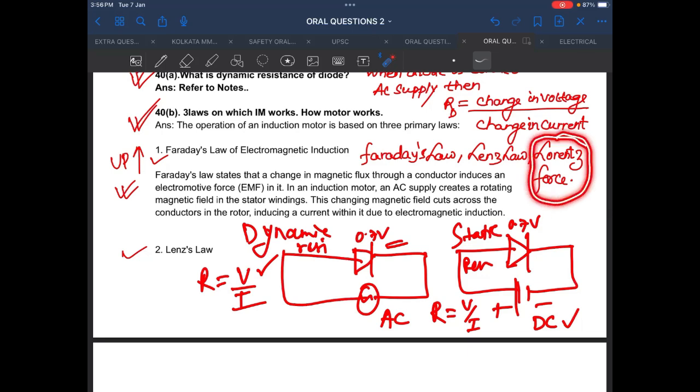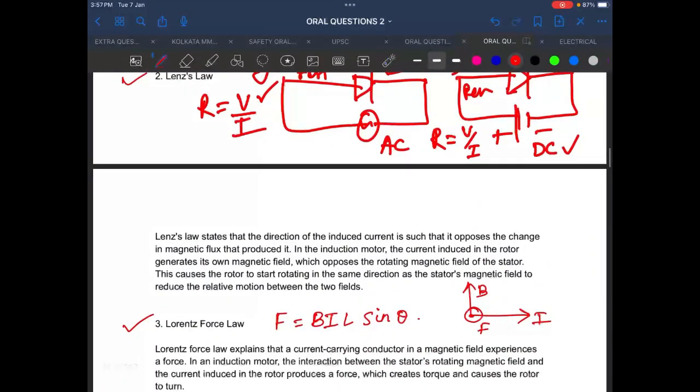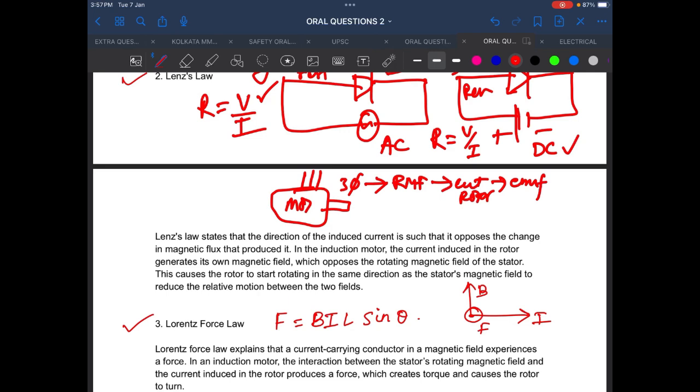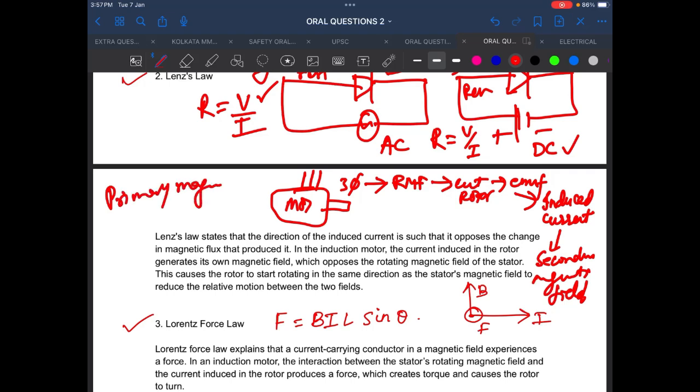And whatever force is generating, it means the two magnetic fields. This is the motor. When you give a 3-phase supply to the stator, what will happen? A rotating magnetic field will be produced, and this rotating magnetic field cuts the rotor conductors and produces EMF. Due to this, current will be induced in the rotor, because the rotor is short circuited via the end rings. The induced current will create a secondary magnetic field, and when the primary magnetic field and the secondary magnetic field interact with each other, a force will act, and that force is the Lorentz force law. I already explained that when a current carrying conductor is placed in a magnetic field, it always experiences a force. That is the Lorentz force law.